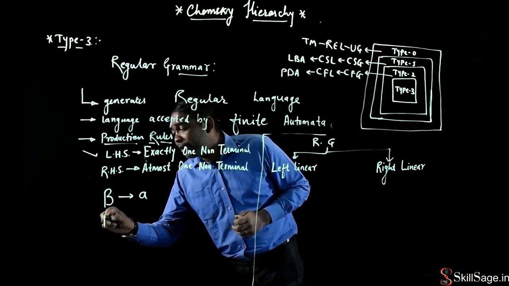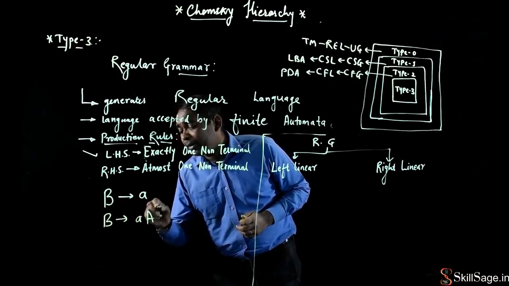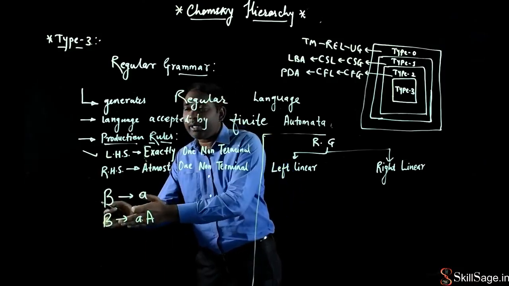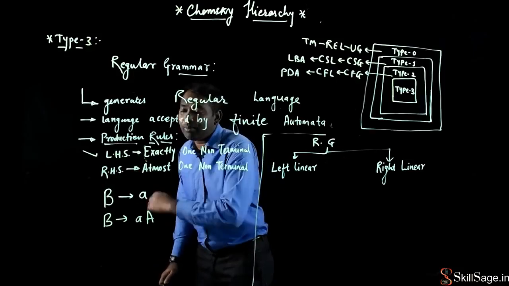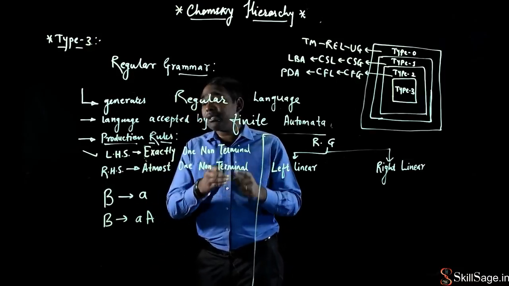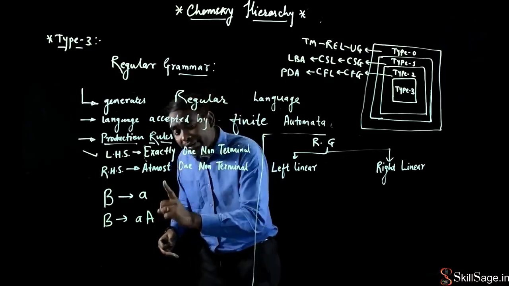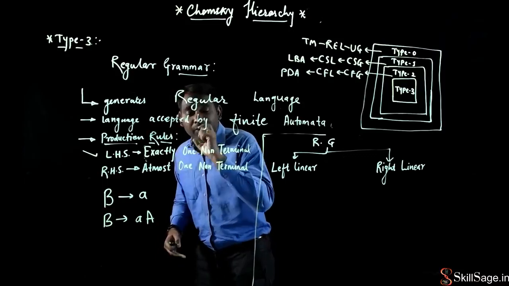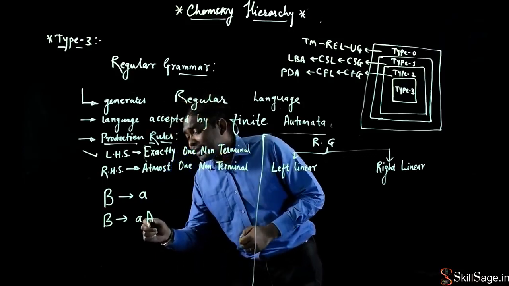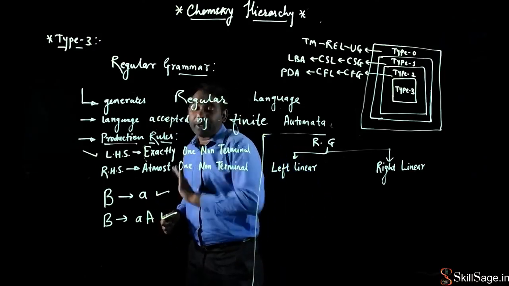If I write down another production rule, it is like this: A produces small a, capital A. On the left hand side there is exactly one non-terminal, so it satisfies this property. But what about the right hand side? At most one non-terminal symbol. Yes, one non-terminal symbol is there. Not more than one, only one. At most one non-terminal symbol is allowed here on the right hand side of the production rules. So I can say that this is again a valid production of regular grammar.